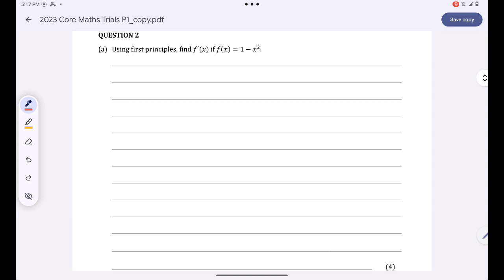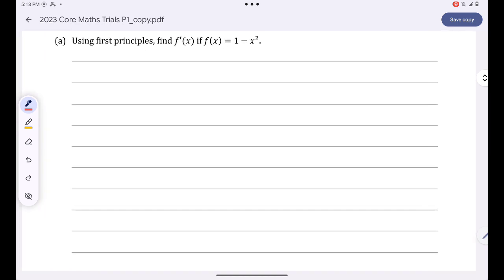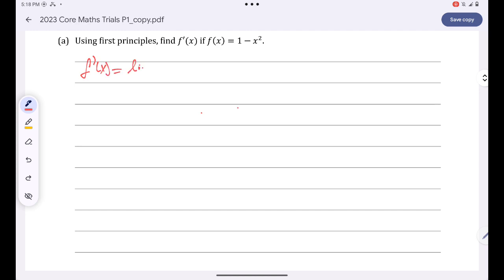First question, guys, you're supposed to use first principles to find the derivative of f. There is an equation that we use, guys, to find the derivative, right? It simply says f prime of x is equal to the limit as h approaches 0 of f of x plus h minus f of x all over h. Right, together. And how can I find f of x plus h? I can simply go and substitute.